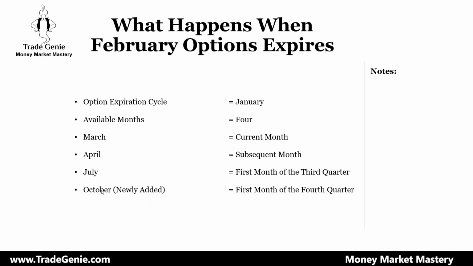So it depends on which cycle the stock is assigned, and which month is expiring. Depending on that, a new month will be added. Same stock, when the February option expires, you will see October added. March becomes the current month, April the subsequent month, then July and October. July is already there, and a new month is added, which is October. So that's the way the options cycle affects it.